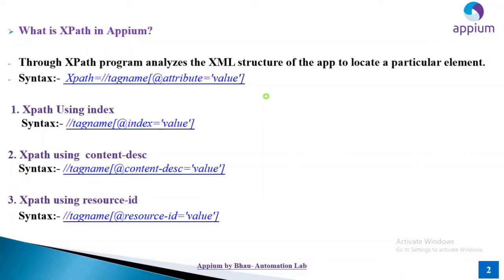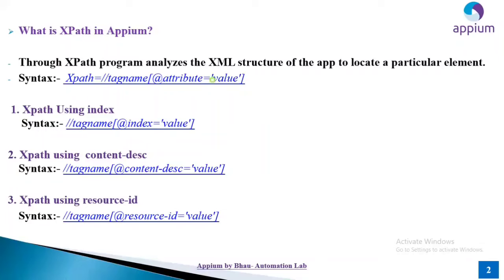We have created multiple types of XPath in Selenium, but in Appium, creating an XPath is a little tricky. Here some attributes and their values are different. We can create multiple types of XPath with attributes like index, content-desc, resource ID, and lots of other attributes and their values. So you will get a better idea how to create an XPath in Appium.